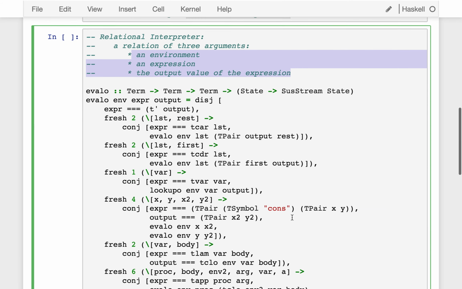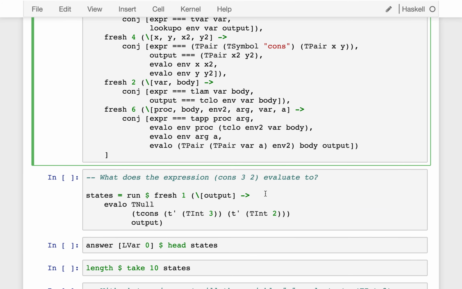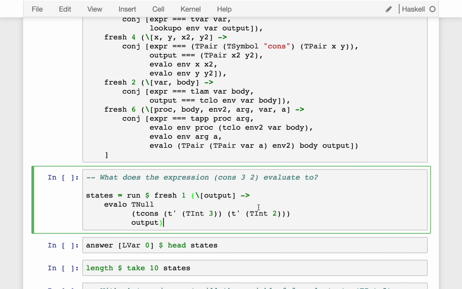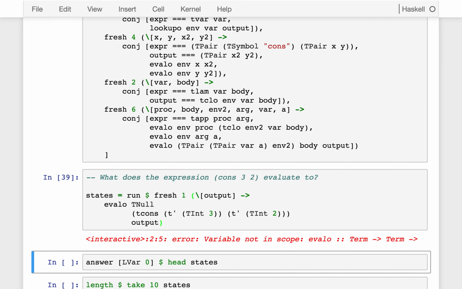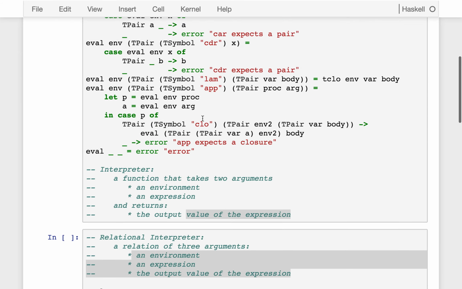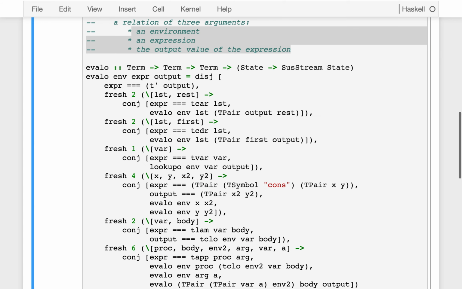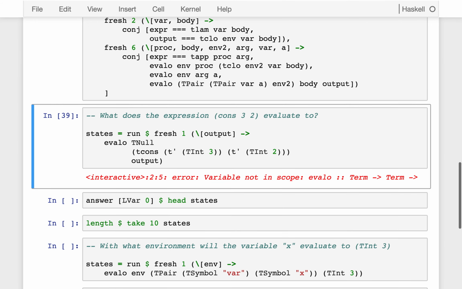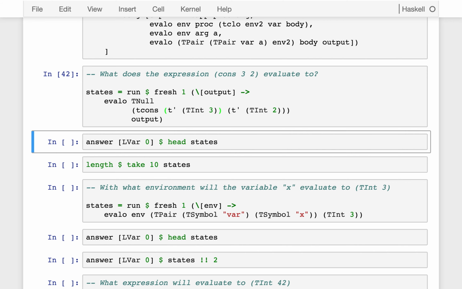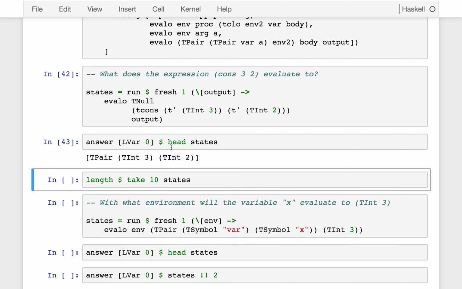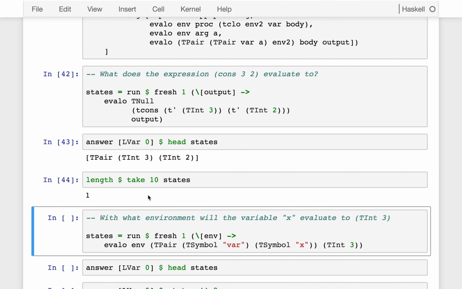So we can ask questions like, what does the expression cons 3,2 evaluate to? And let's look at the answer. So let's just get both of these in our environment here. And the answer is t-pair 3,2. And this is actually our only answer.